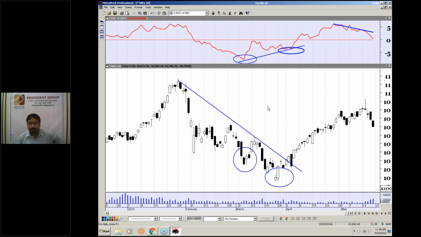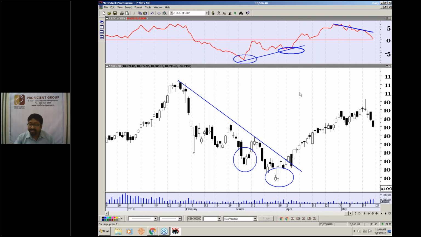If we look at the corresponding diagrams of the momentum oscillator, here ROC, you will see that although prices were making a new low, the ROC was actually not making a new low. It was in fact making a higher low. So we could have said there that the downtrend was probably ending, and this will get further confirmation when this downward trend line in price will be violated, right?